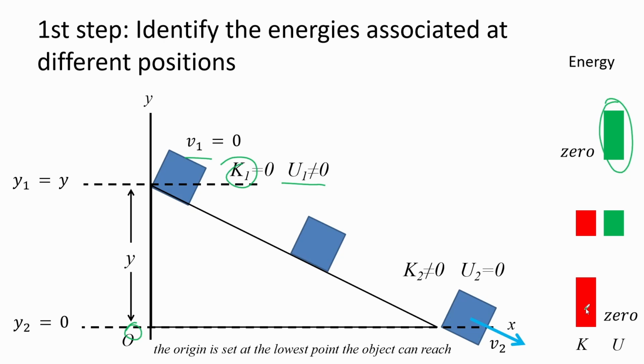So 0 here, but the kinetic energy is at maximum. Okay, all the energy from here is converted to kinetic energy. It's frictionless. Of course, at the middle, it has both kinetic and potential energy.